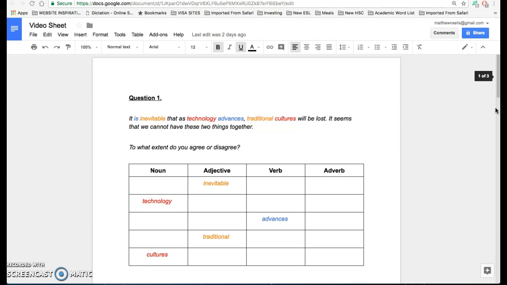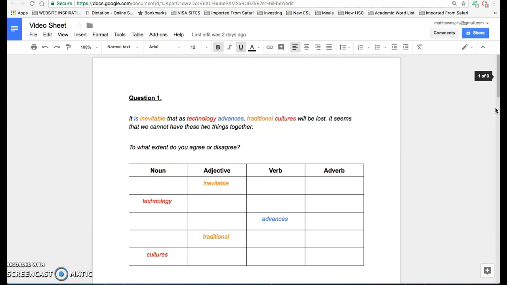Question. It is inevitable that as technology advances, traditional cultures will be lost. It seems that we cannot have these two things together. To what extent do you agree or disagree? Now, for the purpose of this, I'm only paraphrasing the first sentence, okay? It is inevitable that as technology advances, traditional cultures will be lost.